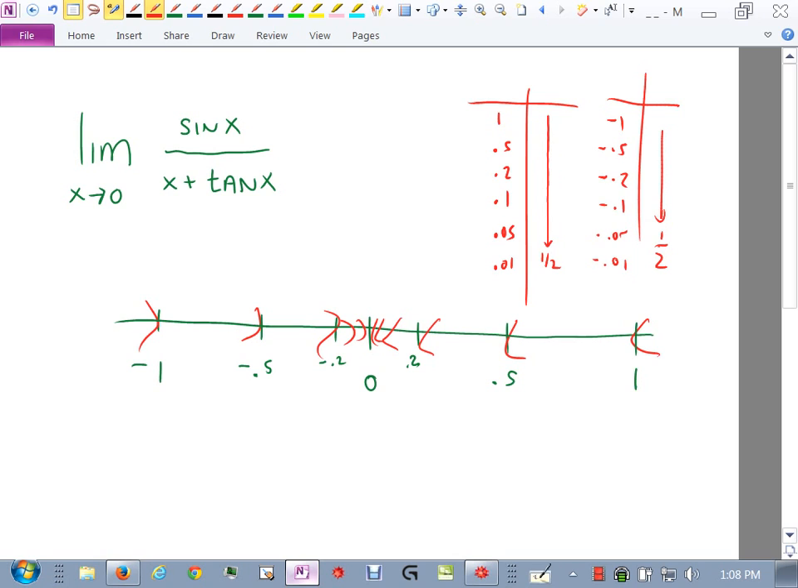Well, you have to get on your calculator. You have to put in sine of 0.05. Are you in degree or radian mode on your calculator? That's probably the issue. What mode do you have to be in? Radian mode. Because these are not degrees we're plugging in, or else they would have a degree symbol.